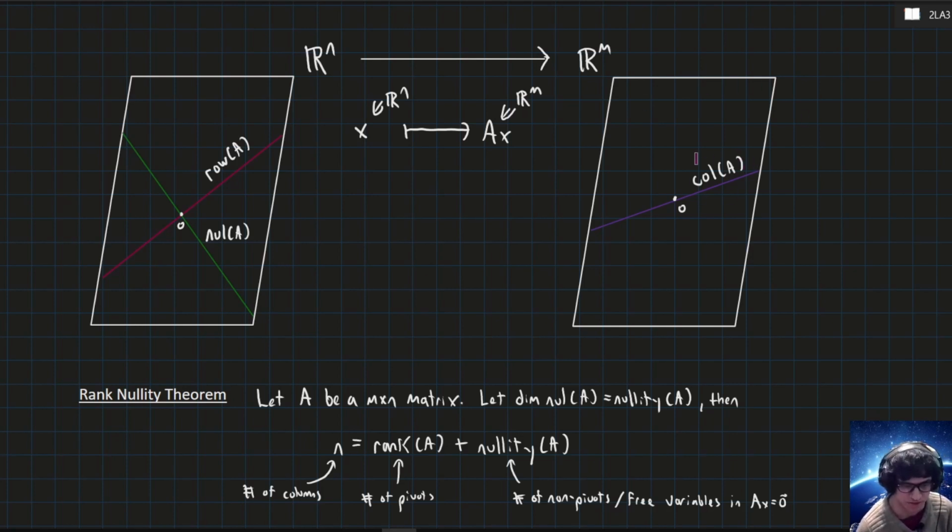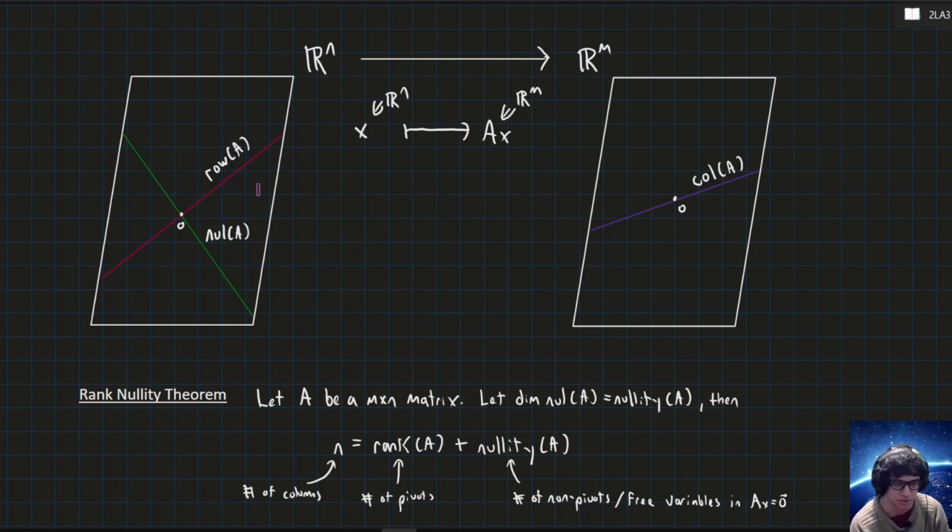Now I'll mention what's called the rank nullity theorem, which tells you the relationship between the sizes of these spaces. So if we let A be an m by n matrix, and we call the dimension of the null space the nullity of A, so the nullity of A is just a number equal to the dimension of the null space, then we have the equation n equals the rank of A plus the nullity of A. What it's saying is that the number of columns equals the dimension of the column space and the row space plus the dimension of the null space.